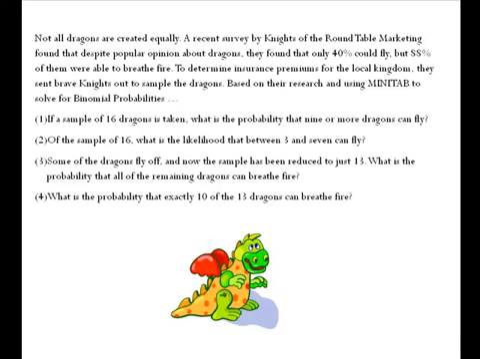In number 3, some of the dragons fly off, and now the sample has been reduced to just 13. What's the probability that all of the remaining dragons can breathe fire? And lastly, what's the probability that exactly 10 of the 13 dragons can breathe fire?